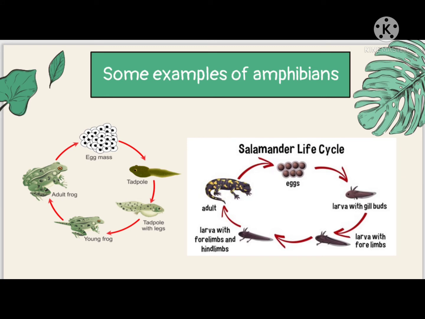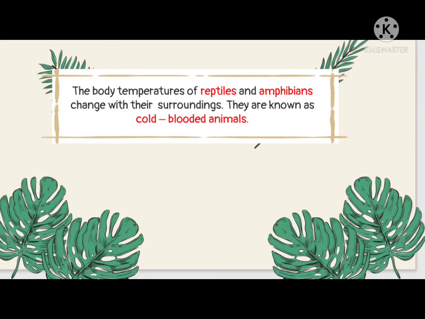This is the amphibian cycle. Egg mass, tadpole with legs, young frog and adult frog. The body temperature of reptiles and amphibians changes with their surroundings. They are known as cold-blooded animals.